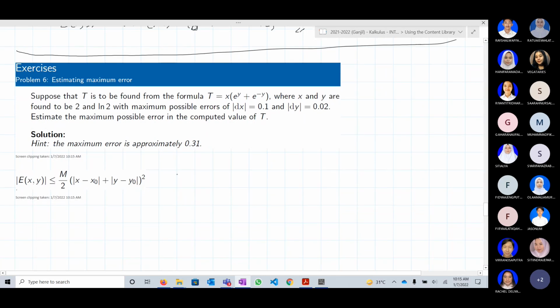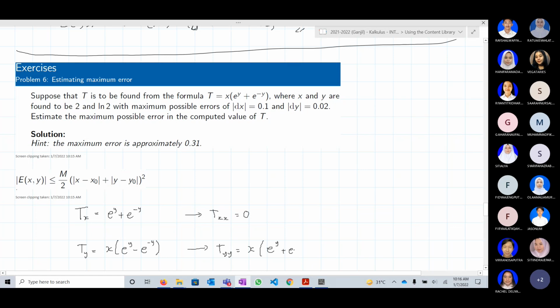So here we have that t_x is equal to e power y plus e power minus y, and t_y is equal to x times e power y minus e power minus y. So from here we have that t_xx is equal to 0, and t_yy is equal to x times e power y plus e power minus y.